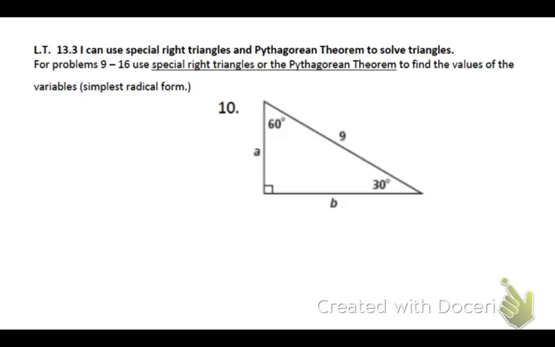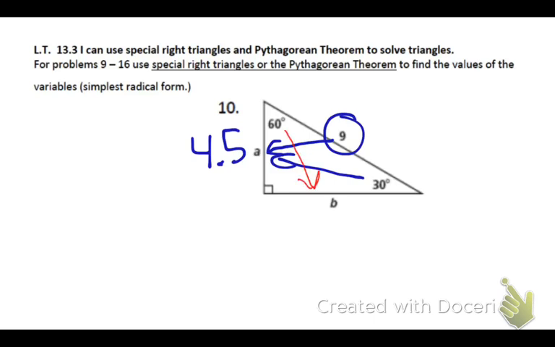All right, this one we have the hypotenuse. The next best thing is to go to the 30-degree leg. You can see it's across from the 30, so that means it's half of the hypotenuse, so that's 4.5. Then if you want to find the 60-degree leg, that's always the 30-degree leg times radical 3, so that's 4.5 times radical 3.